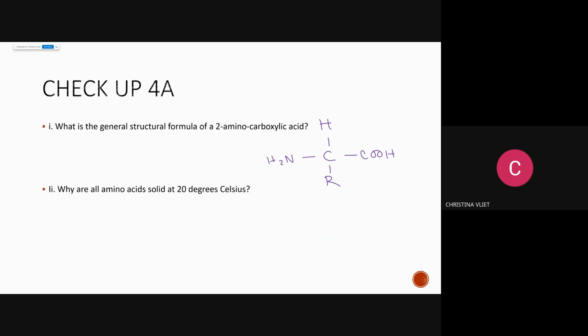Next question, why are they solid? Suggest why they're solid at room temperature. They exist in the solid phase, not a liquid, not a gas. Why do you think that amino acids, based on anything that you've learned in chemistry about their chemical structure, exist as solids? What is the why?